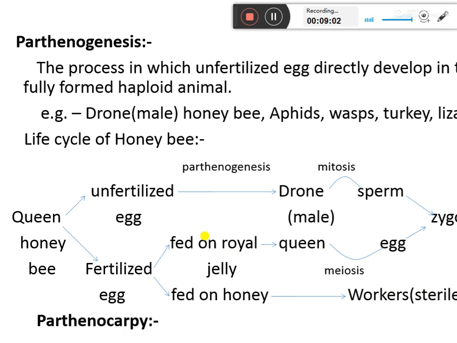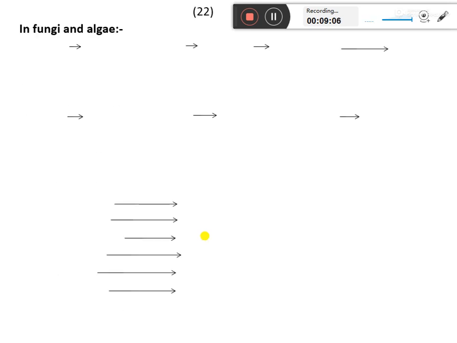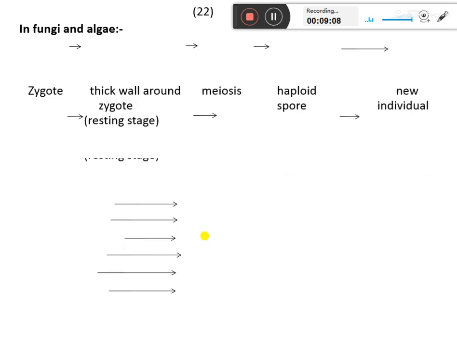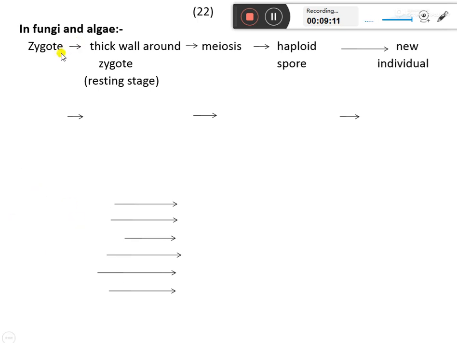Parthenocarpy is the development of the fruit without fertilization. In case of the fungi and algae, the zygote undergoes a resting period. During the resting period, under unfavorable conditions, it produces a thick wall around it. When favorable conditions appear, it undergoes meiosis to produce the haploid spores, and these haploid spores develop into the new individual.